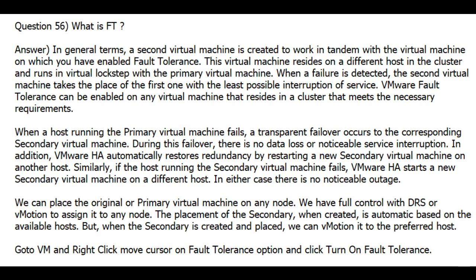In either case, there is no noticeable outage. We can place the original or primary virtual machine on any node. We have full control with DRS or vMotion to assign it to any node. The placement of the secondary, when created, is automatic based on the available hosts. But, when the secondary is created and placed, we can vMotion it to the preferred host. Go to VM and right-click, move the cursor on the Fault Tolerance option and click Turn on Fault Tolerance.